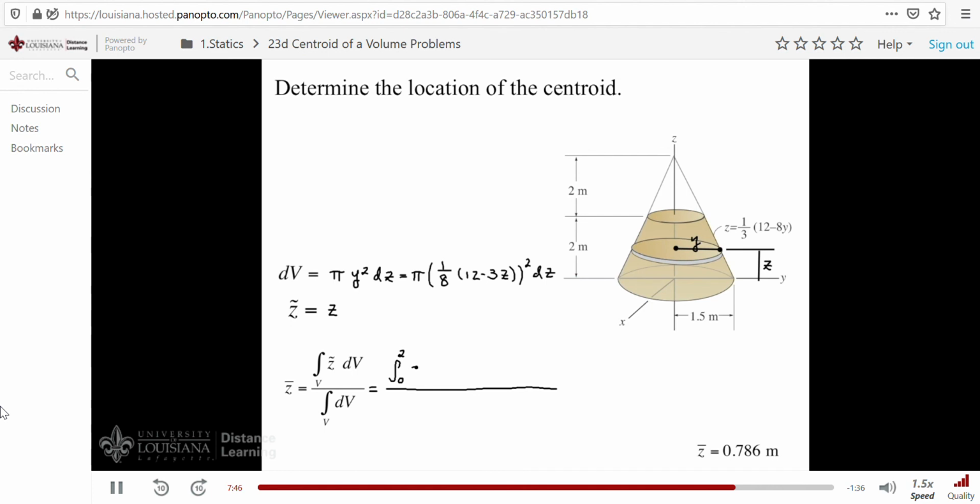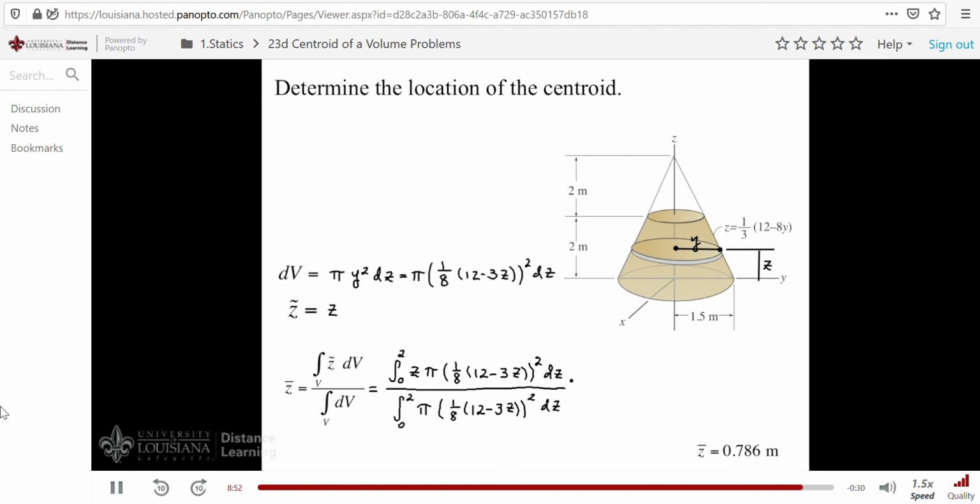And now z, which of course is z tilde, and then our volume, pi. And then, of course, we write 1/8. We have 12 minus 3z. We square this, of course, and then we have dz. Down here, of course, we just simply write our volume. And that's defined by an integration from 0 to 2, pi times 1/8. That's multiplied by the quantity 12 minus 3z. Of course, all this is squared here. And then we have our dz.